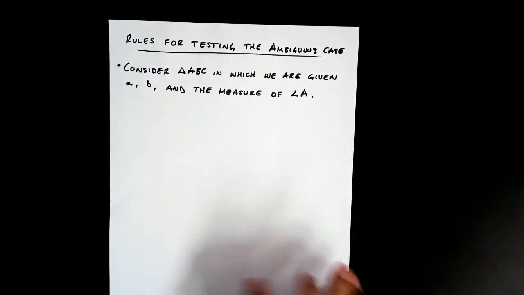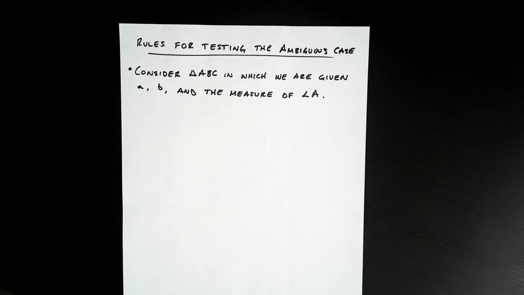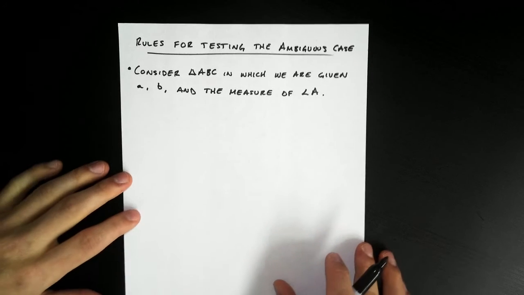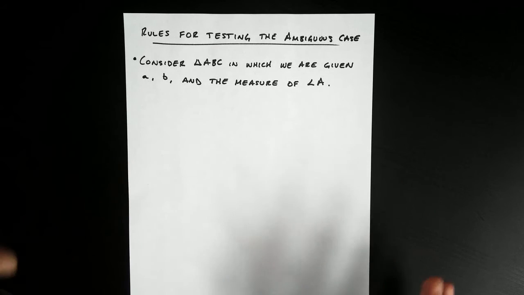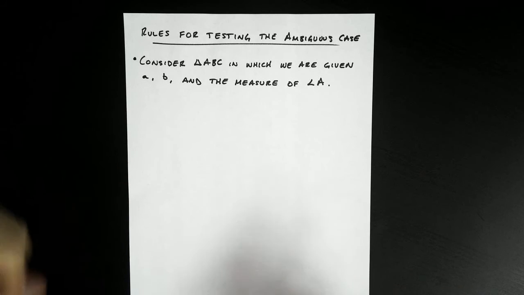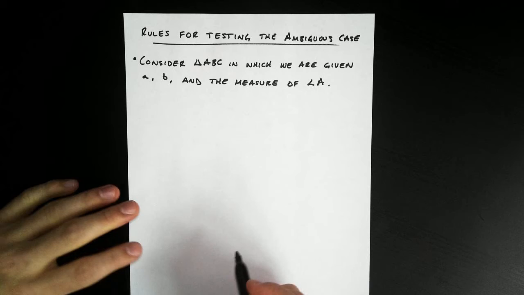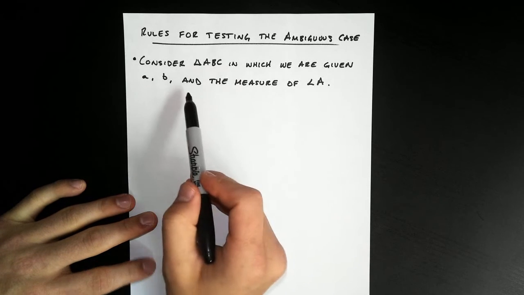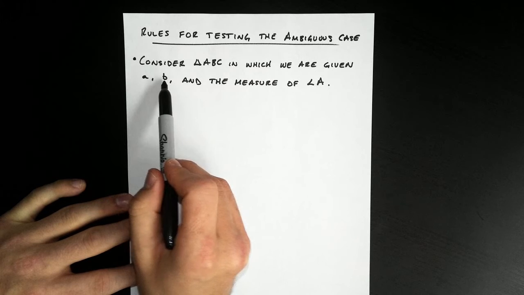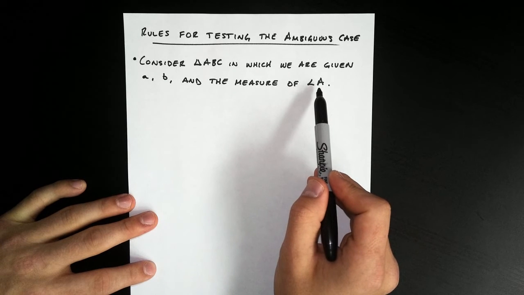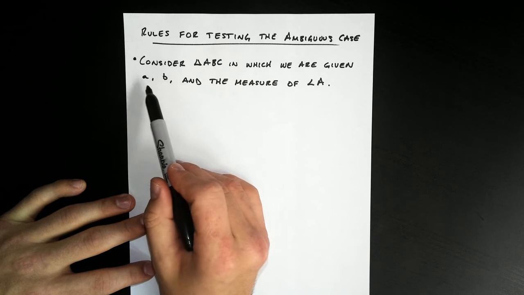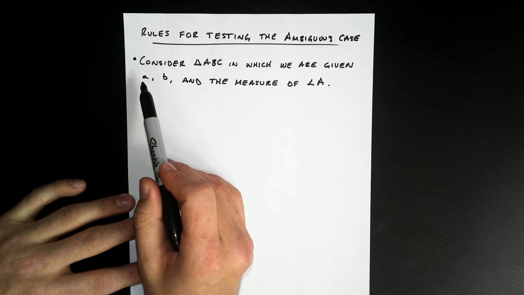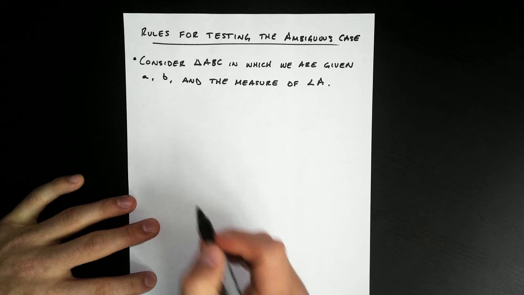So we have some rules for testing this. For each of the rules, we're going to be comparing the side that's opposite the angle to b, and then in some cases we also need to compare it to the height of the triangle. So let's say we have a triangle and we are given two sides and then the measure of an angle. Again, the notation here, because this is capital A, I know that's the angle that's opposite side length A.